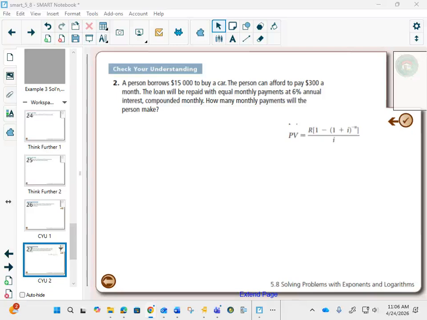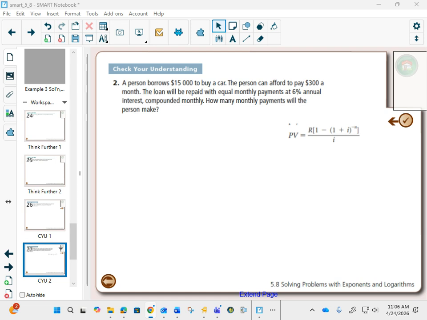A person borrows $15,000 to buy a car. This is a very realistic life situation for these people. I'll accept the cars are more expensive now. Maybe it's a used car. Could be wrong. Still, a used car for 15 grand is pretty cheap right now, right?